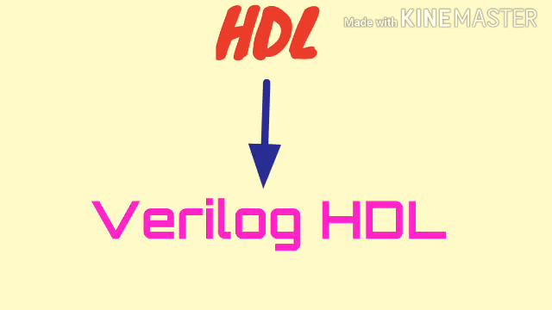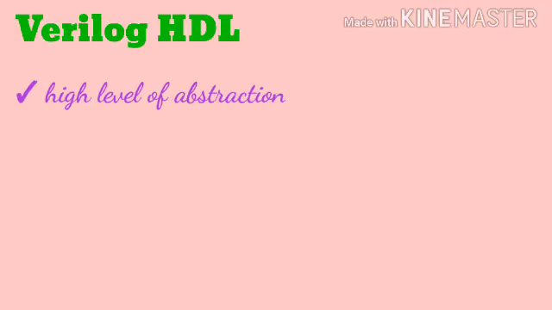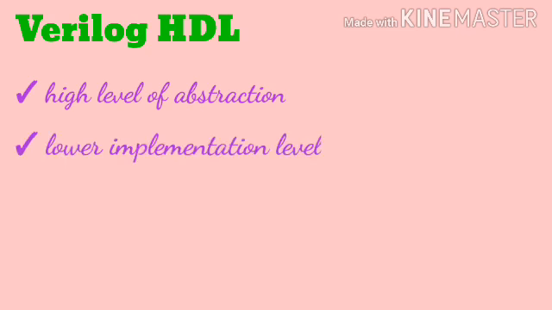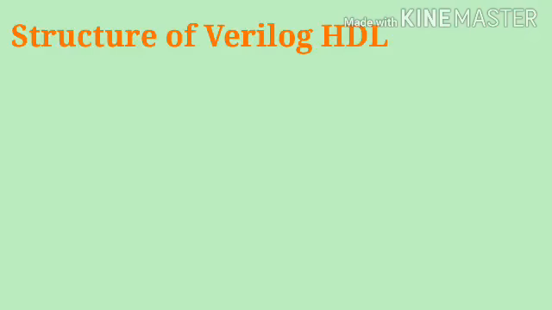Here we are mainly focusing on Verilog HDL. Verilog HDL allows a hardware designer to describe designs at a high level of abstraction, such as the architectural or behavioral level, as well as the lower implementation levels, that is gate and switch levels, which leads to very large scale integrated circuit layout and chip fabrication. Now that we are familiar with Verilog HDL, let us see the structure of a Verilog module.